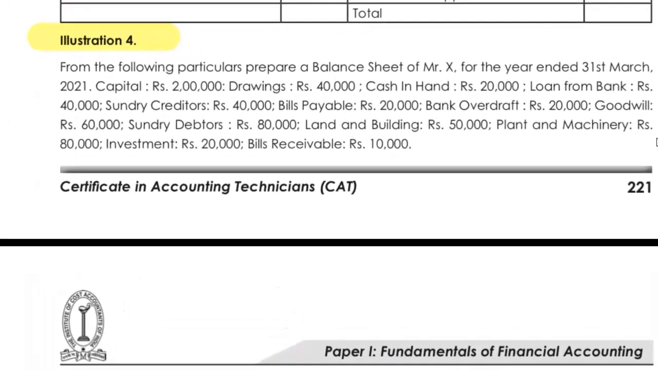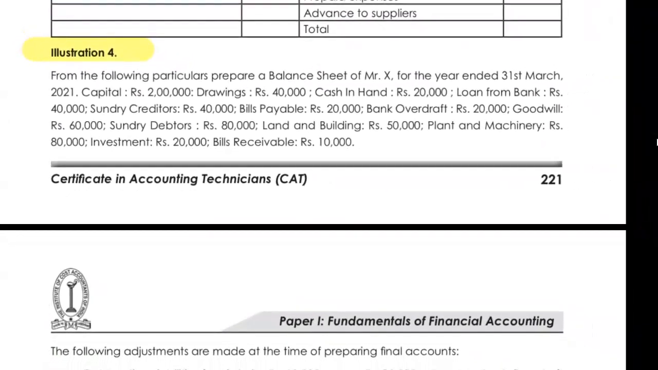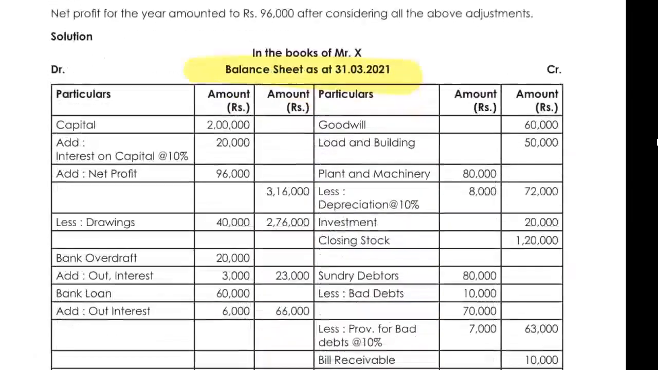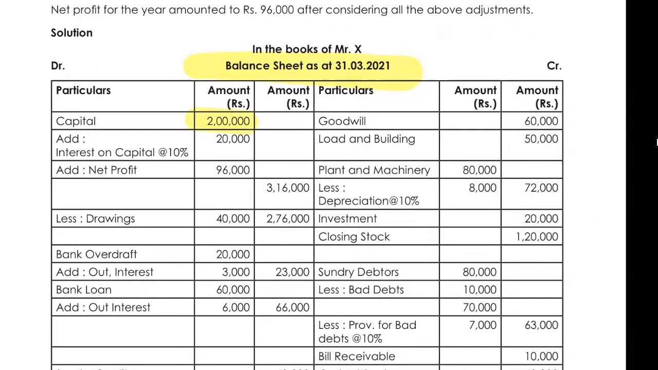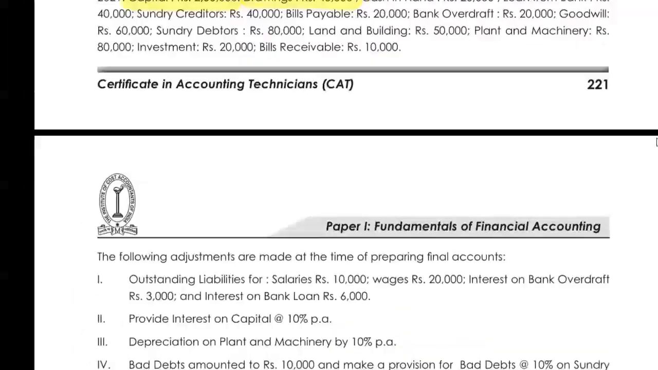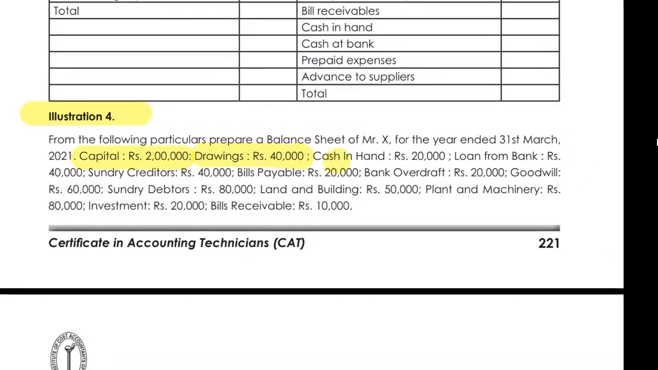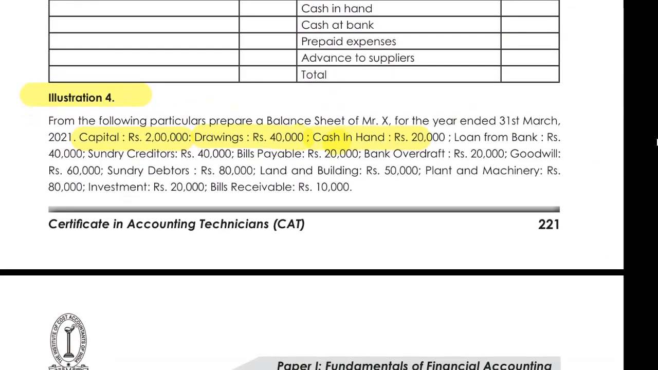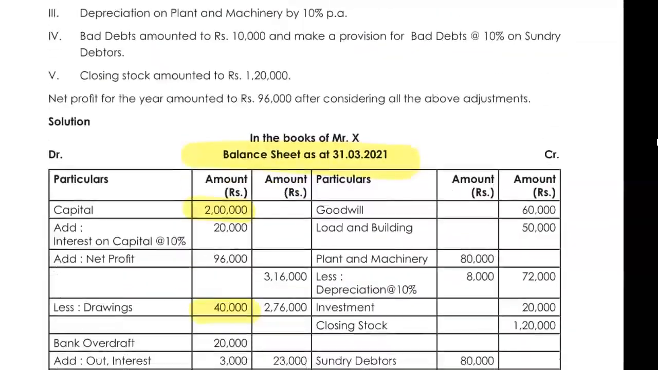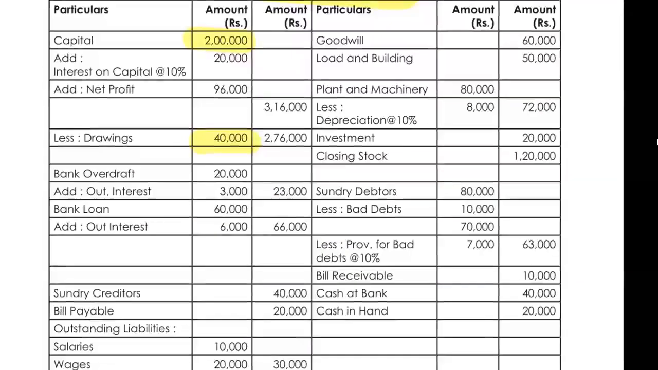So they have given capital of 2 lakh rupees, drawings of 40,000. So you know the capital, we can deduct the drawings. So 2 lakh we have written on the liability side, and drawings is deducted, 40,000. Okay, let us do it side by side. So cash in hand is my asset, 20,000. It will be written on the asset side. So cash in hand 20,000. I have written it on the asset side.